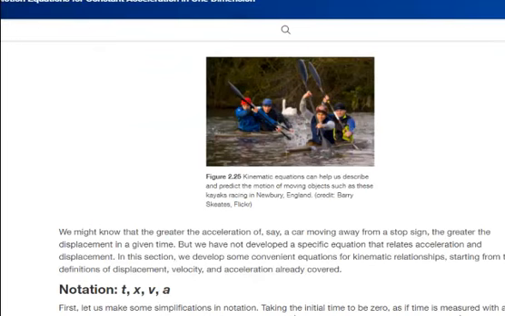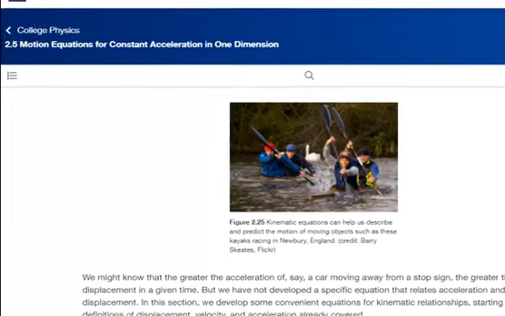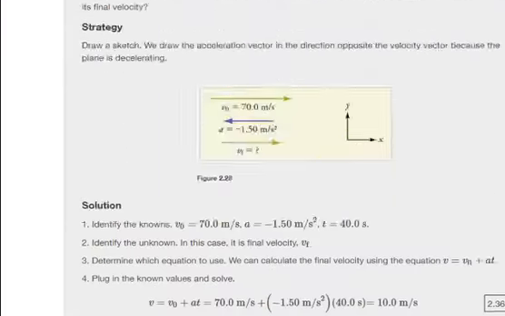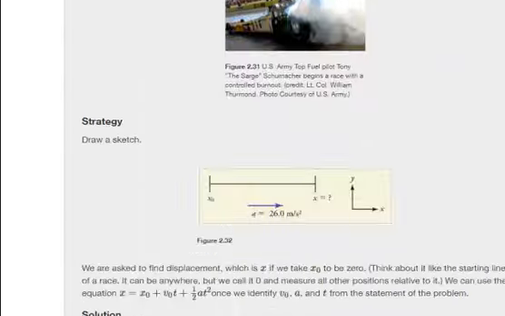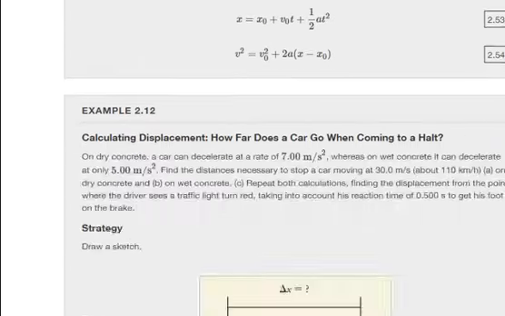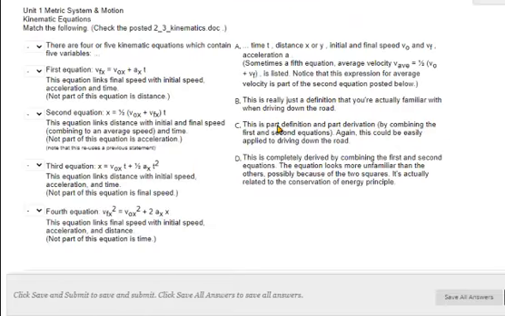By the way, here is the book, the OpenStax textbook. There we go. You can see that there. So I opened chapter 2 here, and there is some information, examples, of course, for motion, and then here are the equations, for example, and so on. All right, going back to the homework.